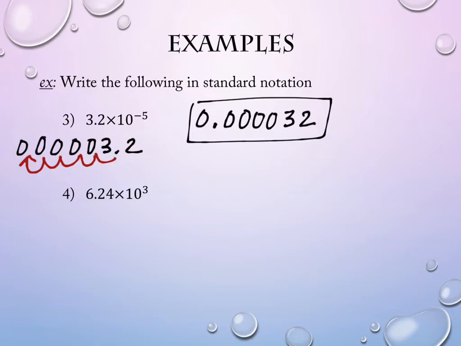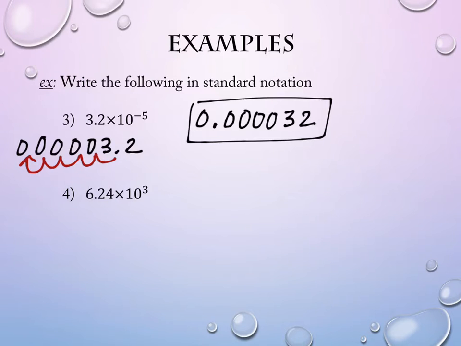Okay, it's probably a good idea to check at the end and make sure I've got a small number here. Did I have a negative exponent? I did. So I definitely moved it the right direction. And I can check to see by counting again if I wished to make sure that I moved it 5 places. Number 4, 6.24 times 10 to the third.